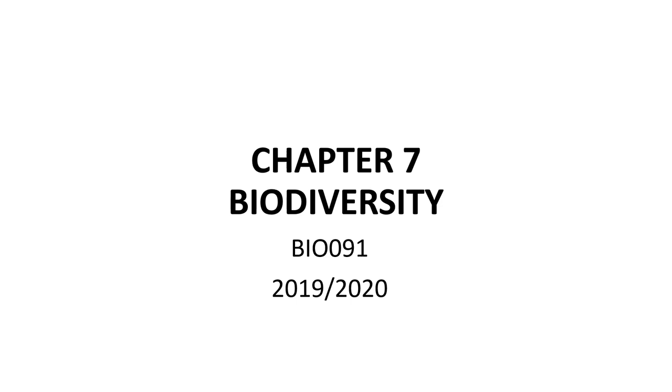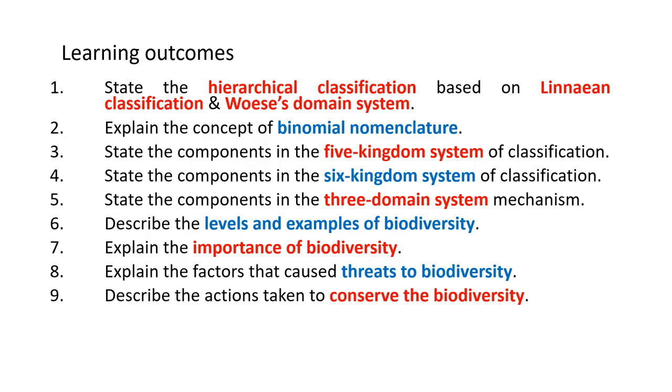In this video, we are going to look at Chapter 7, which is on biodiversity. So these are the learning outcomes of Chapter 7. One, we are going to look at the hierarchical classification based on Linnaean classification and the domains. And then two, explain the concept of binomial nomenclature.